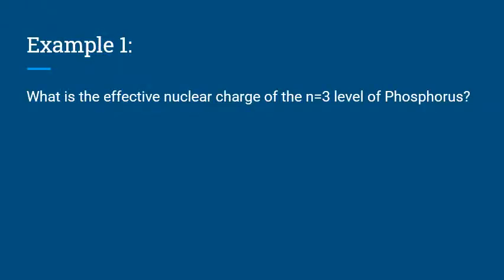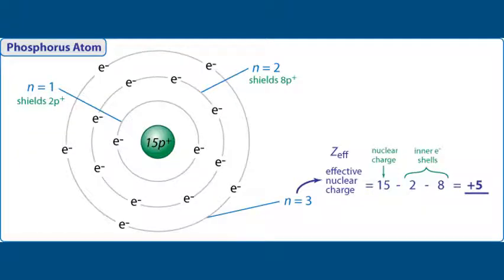In our first example, we will look at phosphorus, and specifically an electron that is on the n equals 3 level. Here is a Bohr model of the phosphorus atom. In the center, we have the nucleus, which here is represented by 15p+. So that's telling us that the nucleus has 15 protons, and each proton has a positive charge. So we have a total of 15 positive charges in that nucleus.